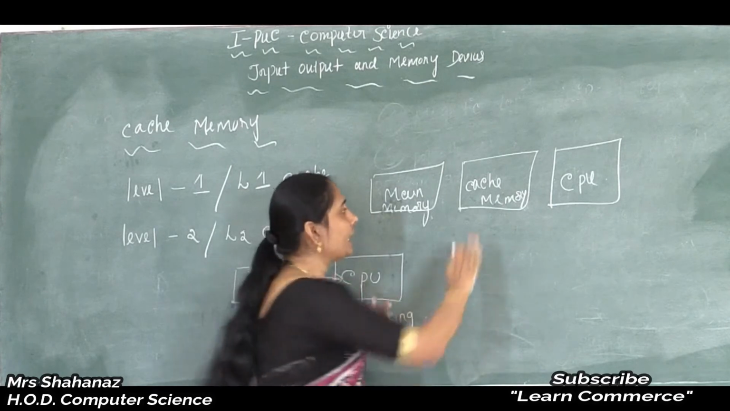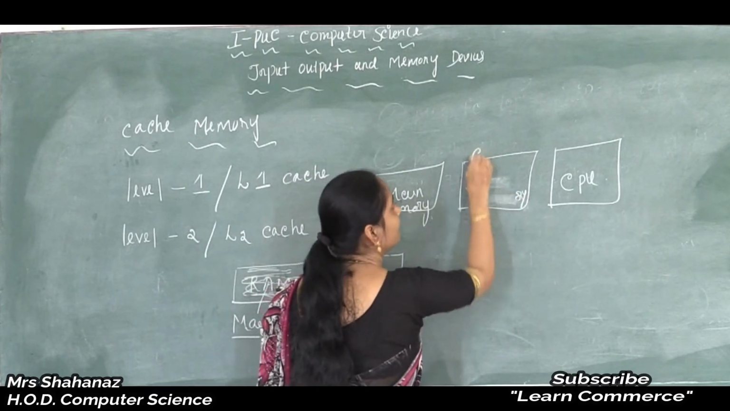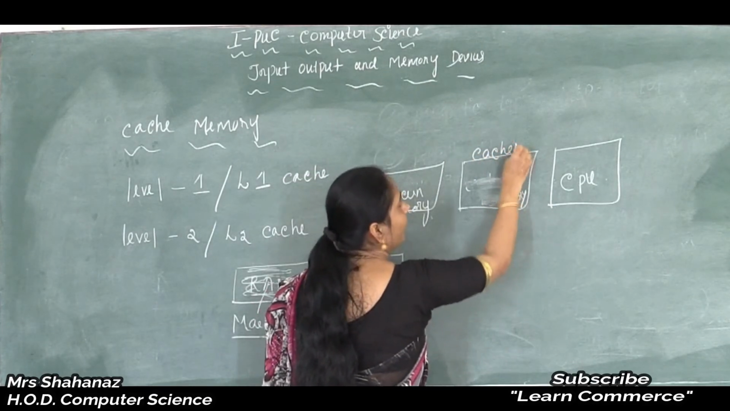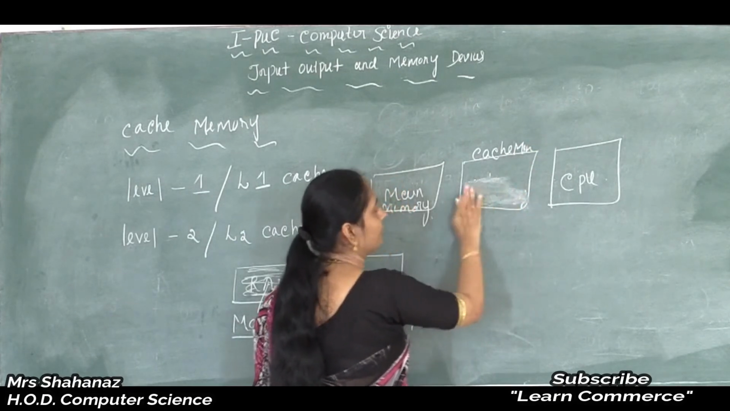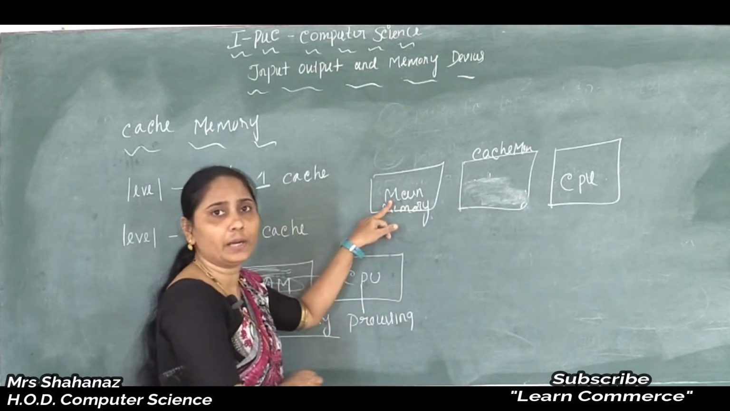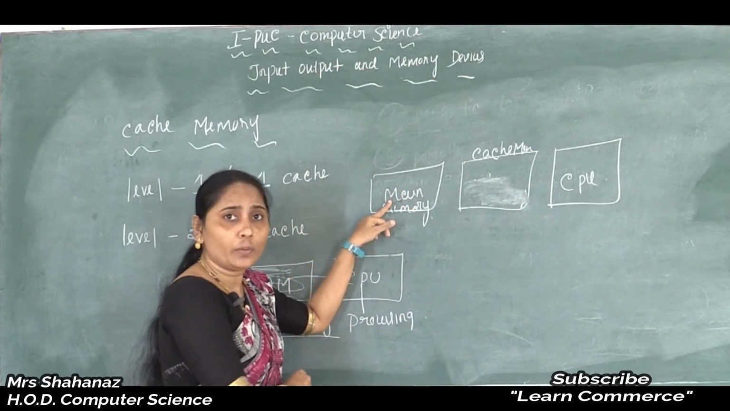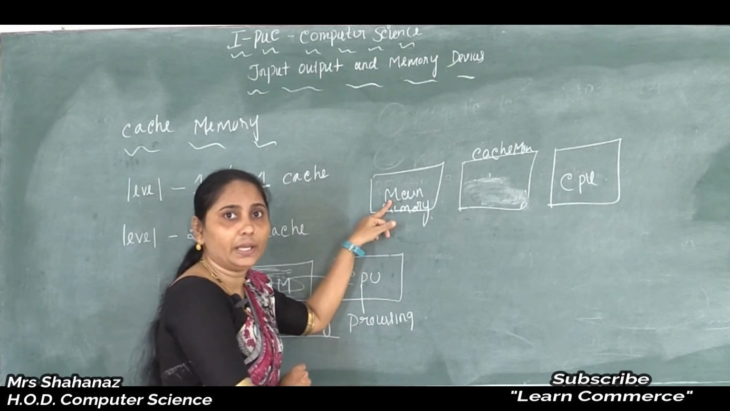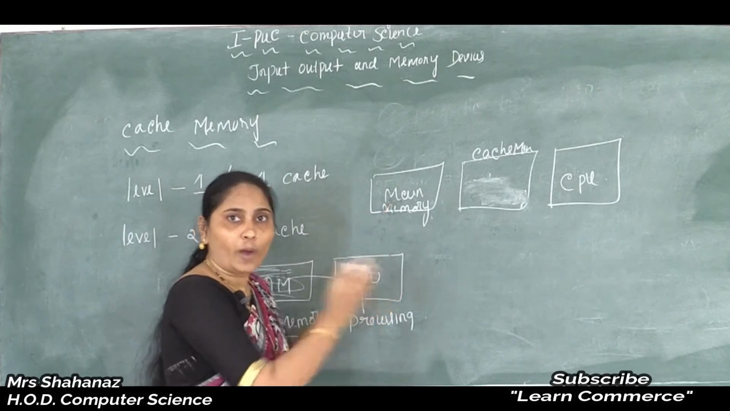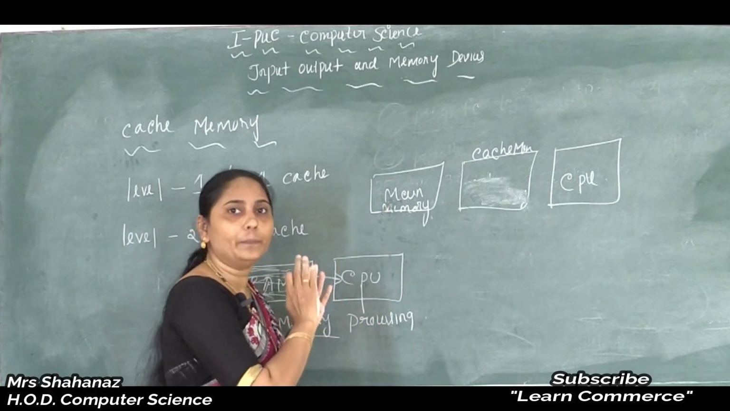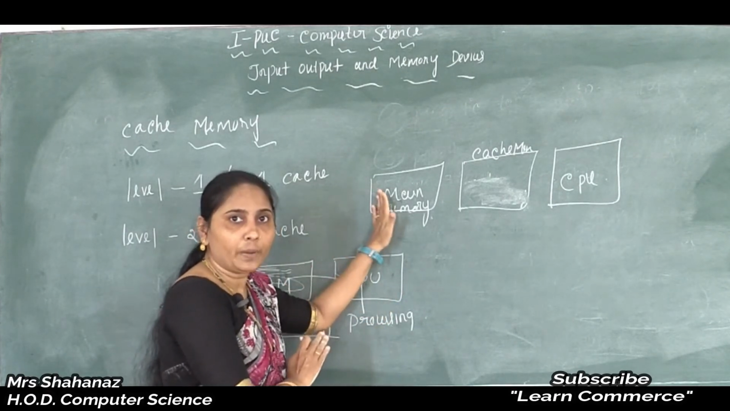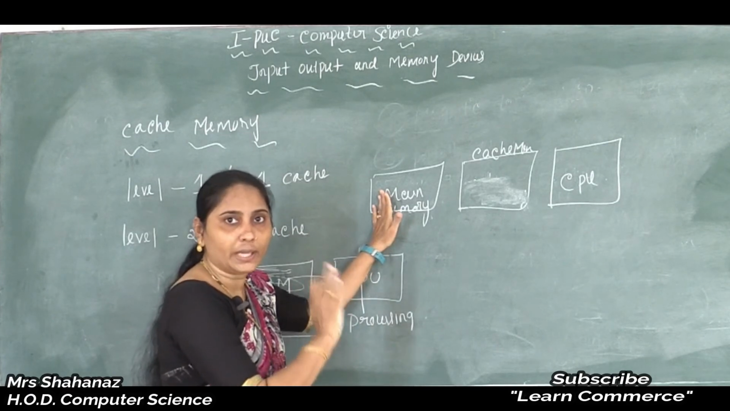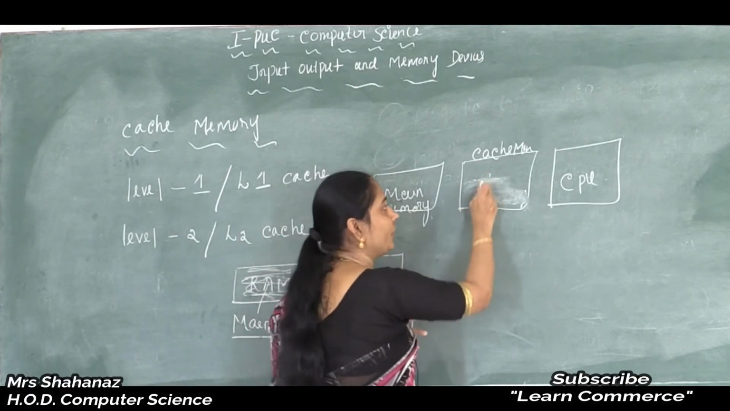Maybe the data is not there in our cache memory. No data, that means the cache memory is empty. Such data is there in our main memory. So the CPU will later collect the data from the main memory, but while collecting the data from the main memory, it also loads a copy of the data into our cache memory.